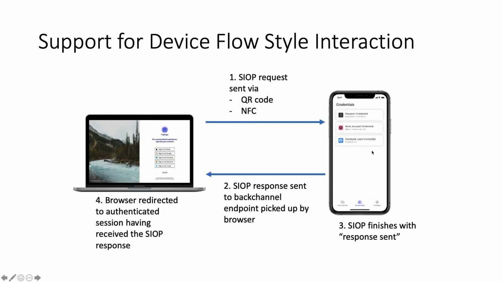The flow would be that the SIOP response would be sent back to a backchannel endpoint via, say, an HTTP post that the browser is capable of picking up through a polling mechanism, like device flow or some other mechanism. The SIOP then basically stays in this state. All it knows is that it sent the response, and the authenticated session is started on the device, or is completed on the device after receipt of the SIOP response.